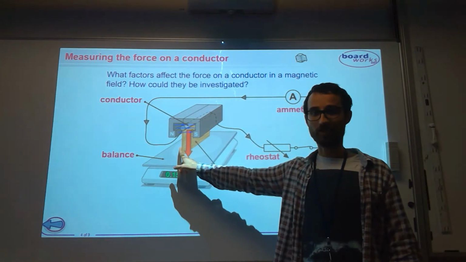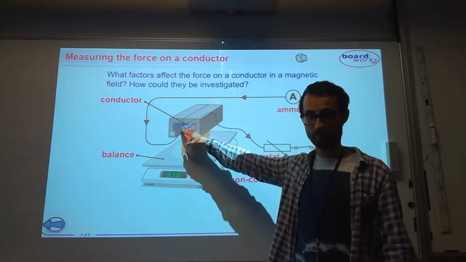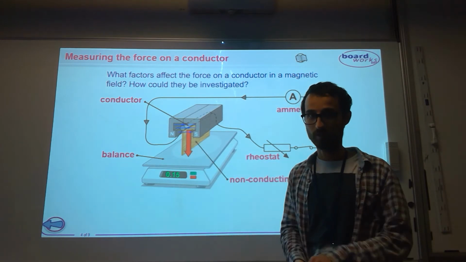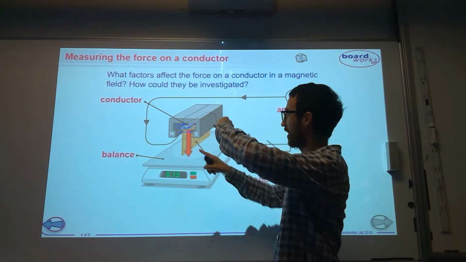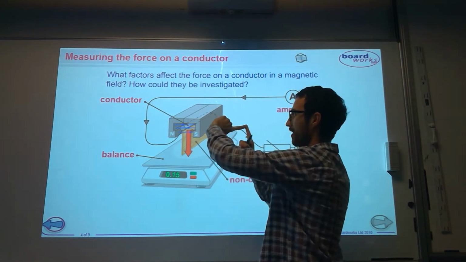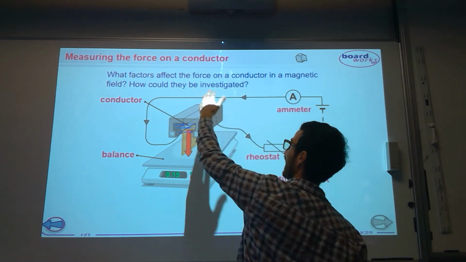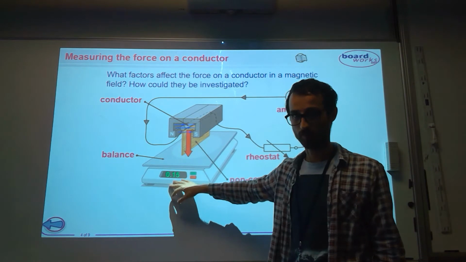This has to be a non-conductor because otherwise it will conduct through here. As the current flows through this conductor, and we can measure the length of that in the magnetic field, it will experience a force. We can use Fleming's left-hand rule to work out the direction of that force. The current's going into the page like that. The magnetic field goes north to south like that. So the force is down. As the force gets bigger, this is going to measure that force.